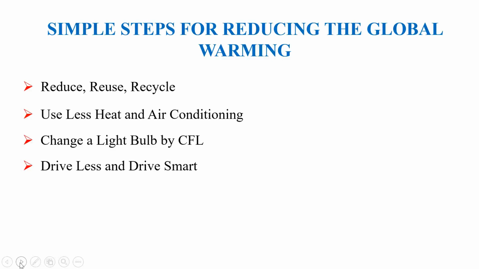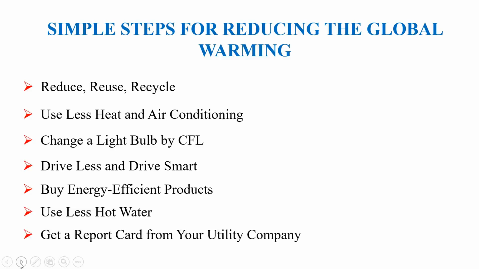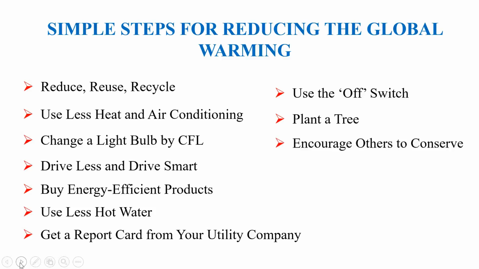Next step of reducing global warming is buy energy efficient products. Next step is use less hot water. Next step is get a report card from your utility company. Next one, use the off switch. And next one, plant a tree. And the last one, encourage others to cover. These are the simple steps for reducing global warming.